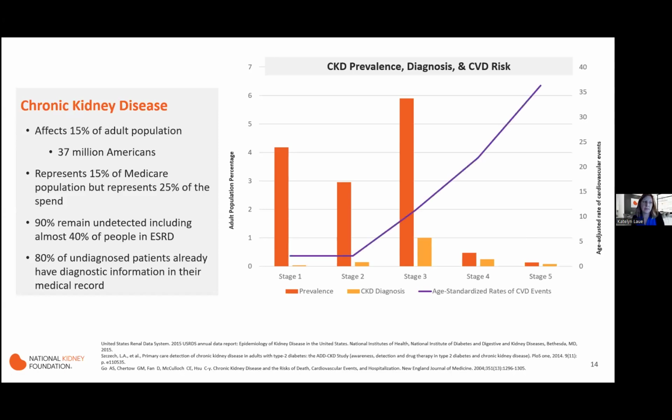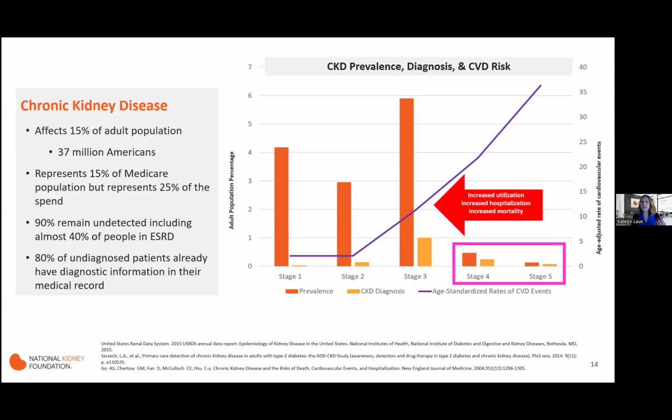Even though at stage 3, people are likely to have evidence of kidney disease and are already showing impacts in terms of their healthcare utilization, their hospitalizations, their risk of mortality, and the complications of kidney disease. This purple bar that just came up on the screen demonstrates the cardiovascular risk associated with kidney disease.